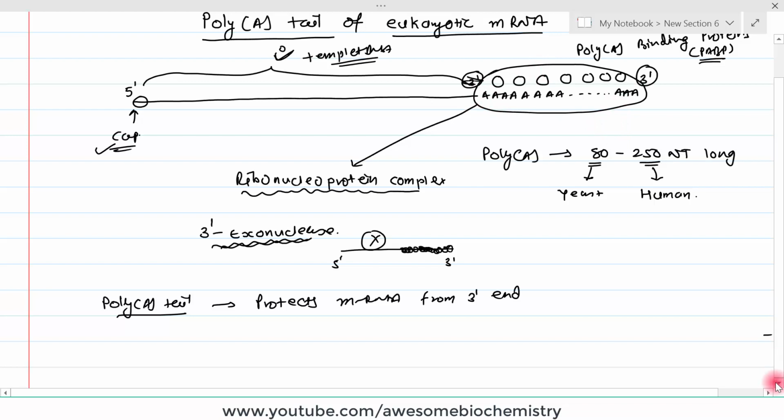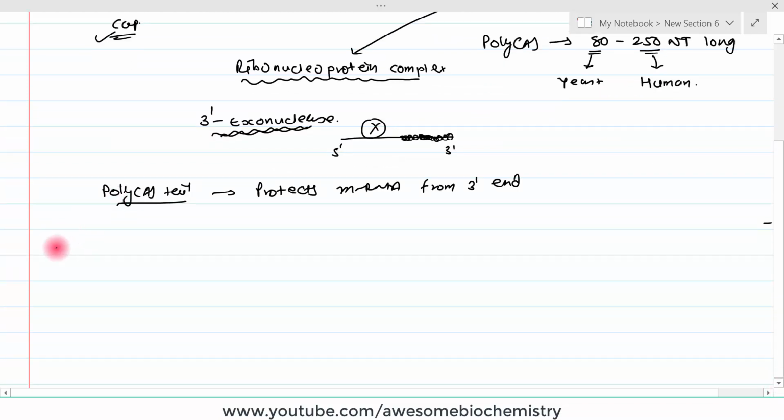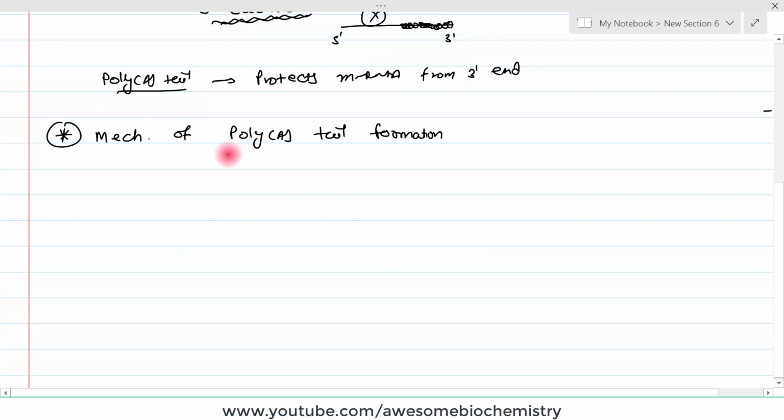So, we need to understand by which mechanism this poly A tail is added to mRNA. Now, the mechanism of poly A tail formation. To understand this poly A tail formation, we have to first look into the transcription process, and then only we can discuss it.